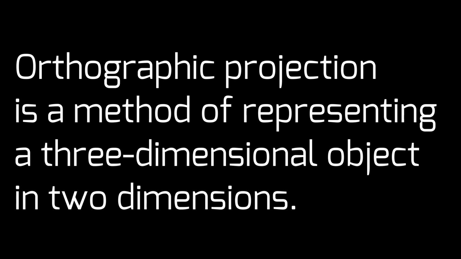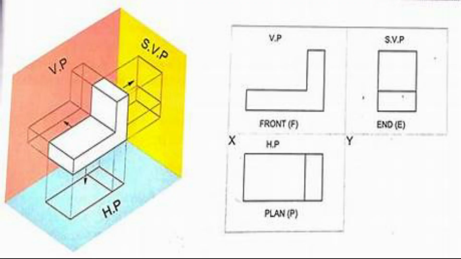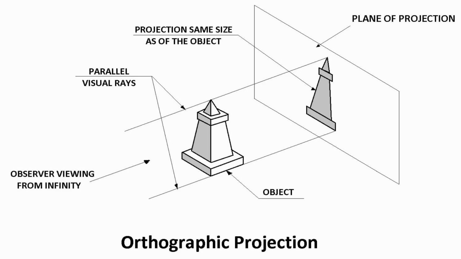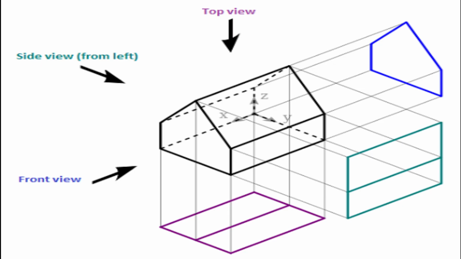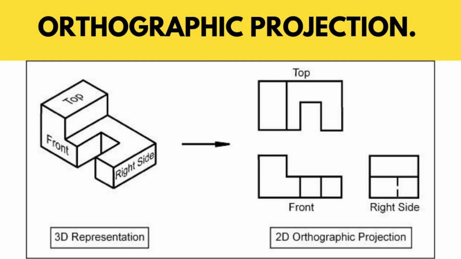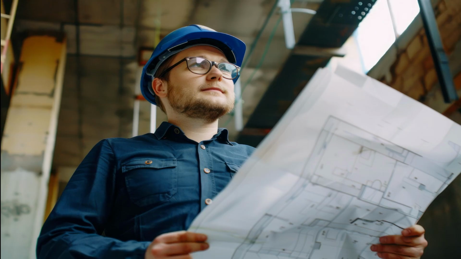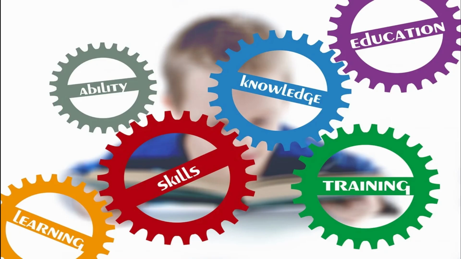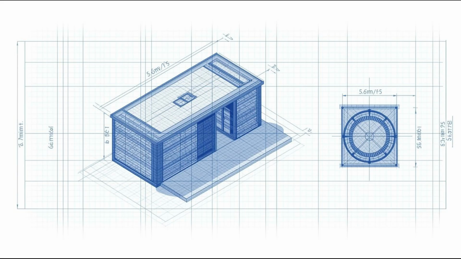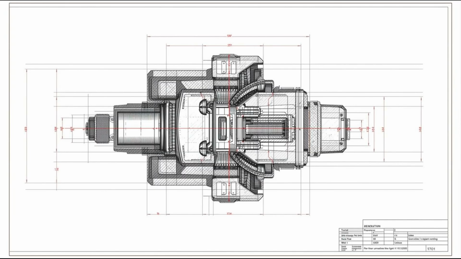Orthographic projection is a method of representing a three-dimensional object in two dimensions. We do this by projecting the features of the object into planes that are perpendicular to each other. Usually the front, the top, and the side views. These views are then arranged in a standard layout so anyone, whether an engineer, an architect, or even a builder, can read and understand these drawings. In short, orthographic projection translates a real object into clear, measurable drawings.